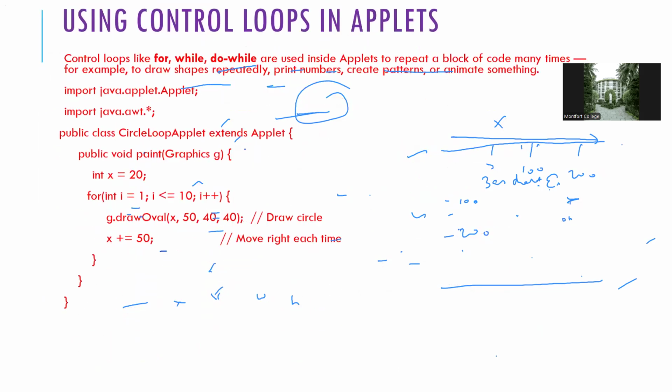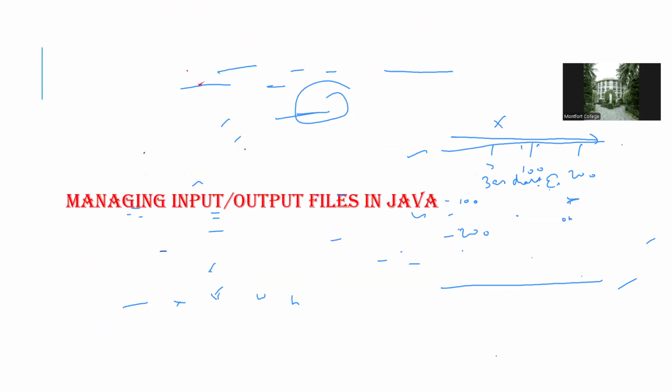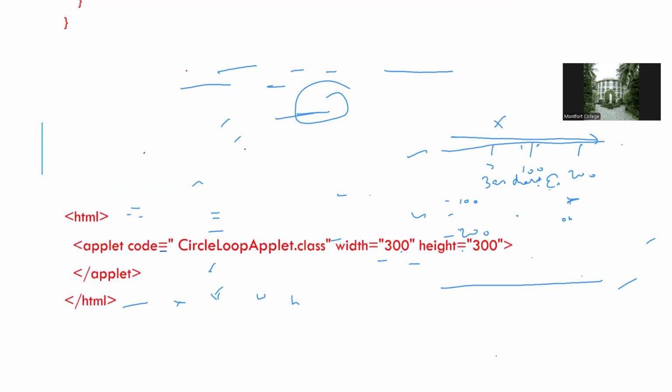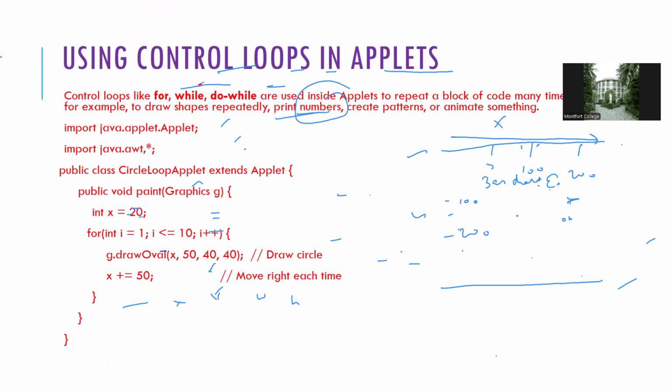Yeah, using control loops in applets. So if you see, for applets also we can use loops. So you know very well how a for loop works. That only we have taken as an example. So in an examination, if they ask for any control loops for applets, you can just give this one as an example. So this code: applet we are importing, AWT package we are importing, paint method we are using.